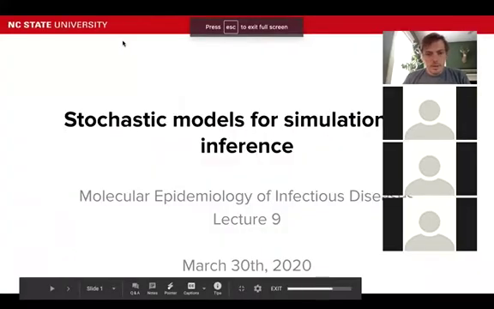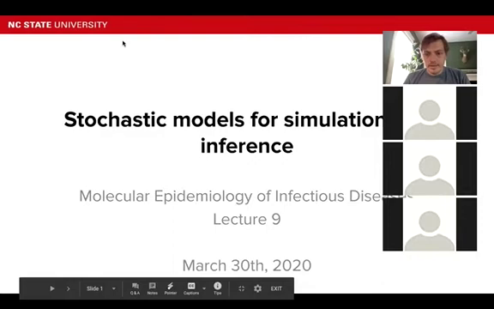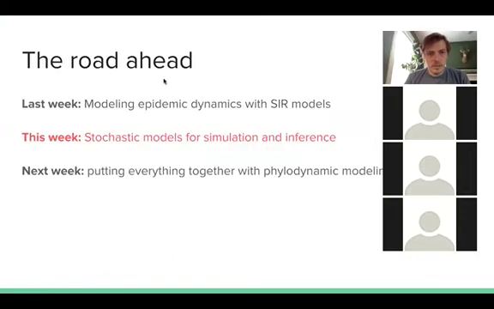Okay, so last week we talked about deterministic models in epidemiology, how we can use deterministic differential equation models to track the spread and transmission dynamics of different infectious diseases.